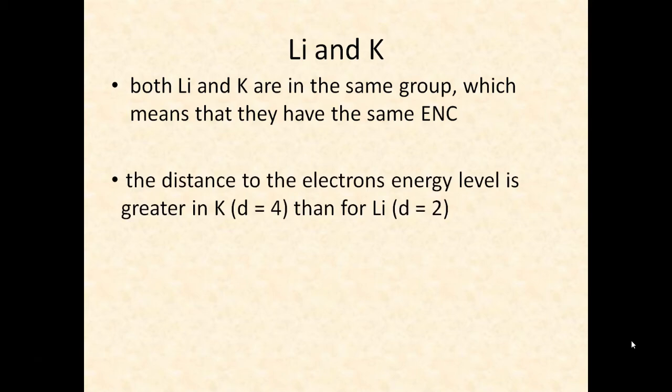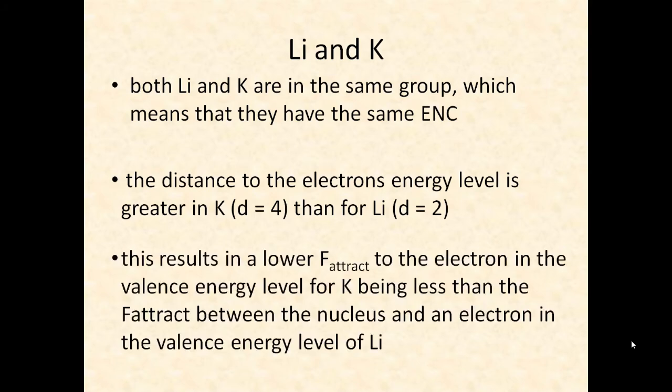But what we do know is that they have different distances to their valence energy level. We talked about how in class each period basically represents a different energy level. So lithium, being in the second period, has a distance of approximately 2 to its valence electrons, whereas potassium, we could assign it a distance of 4 since it's in the fourth period. So since potassium's valence energy level is further from the nucleus than lithium's, we know that potassium's electrons in the valence energy level will feel a lower force of attraction than the electrons in the valence energy level of lithium.